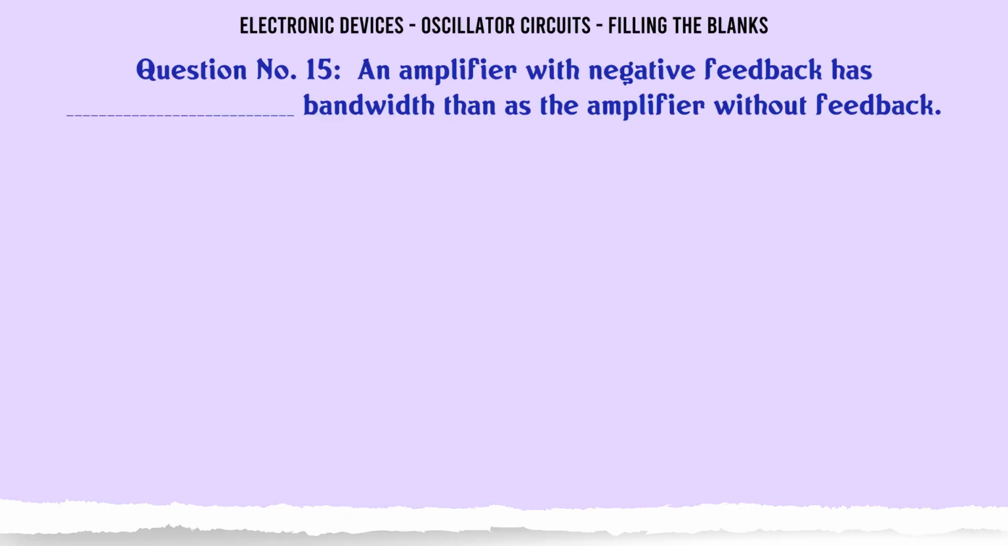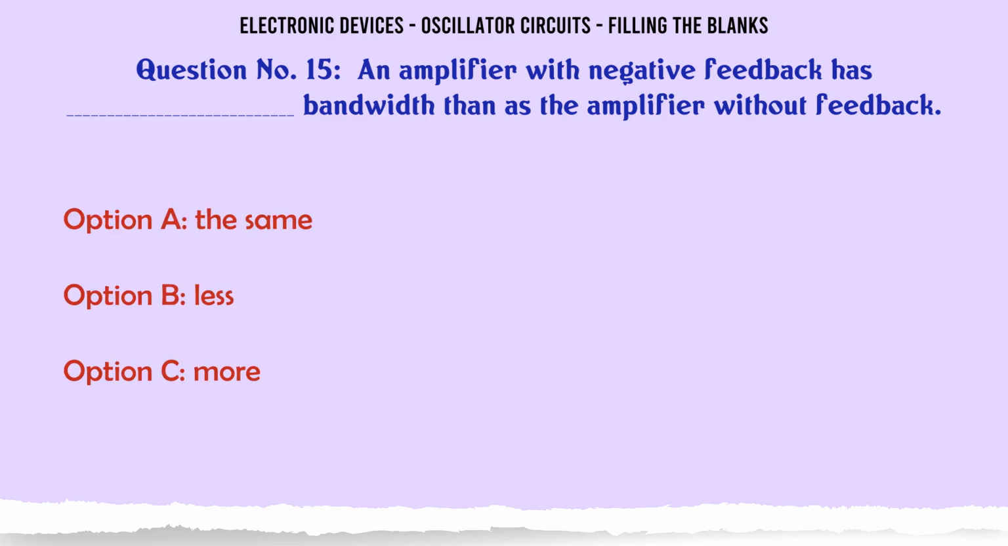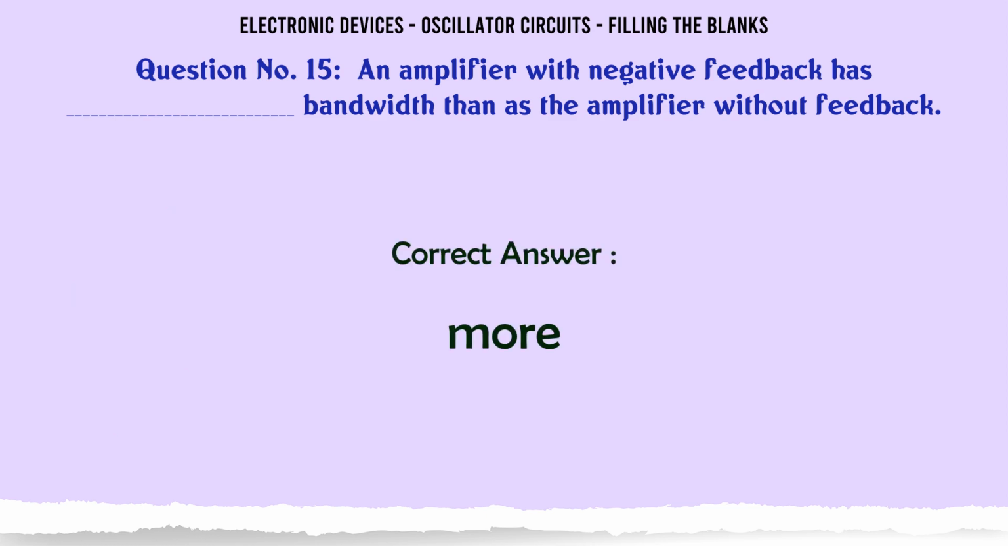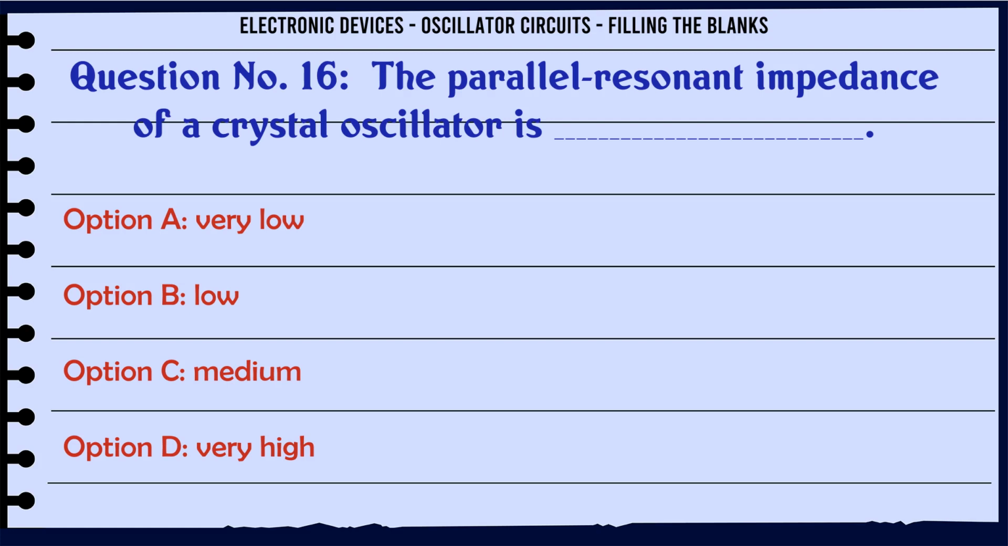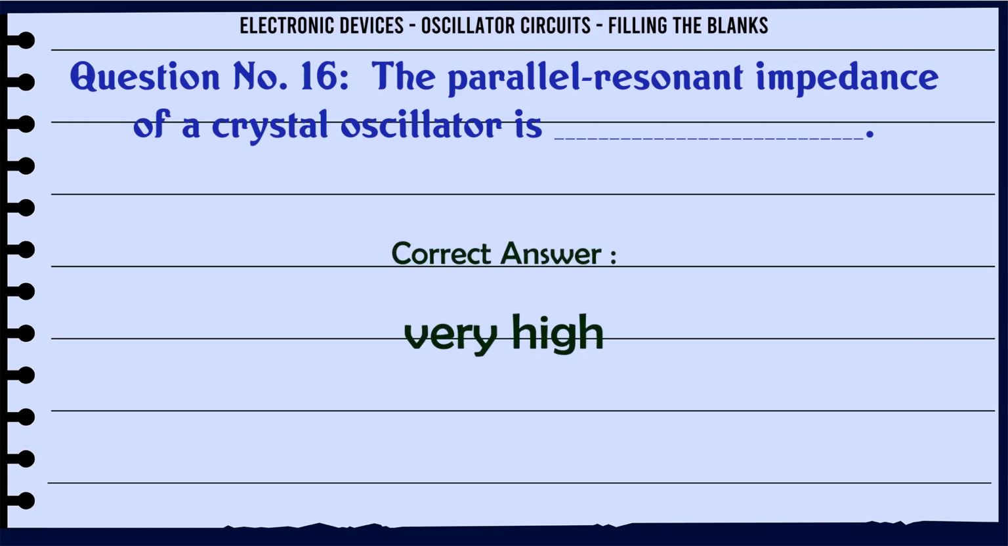An amplifier with negative feedback has ___ bandwidth than the amplifier without feedback. A. The same, B. Less, C. More, D. None of the above. The correct answer is more. The parallel-resonant impedance of a crystal oscillator is A. Very low, B. Low, C. Medium, D. Very high. The correct answer is very high.